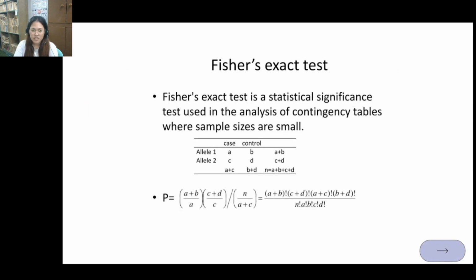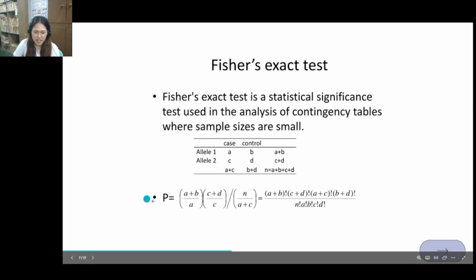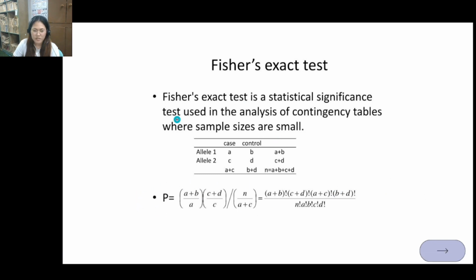Okay, Fisher's exact test. As you can see, this is the formula on how to get the Fisher's exact test. So, once again, Fisher's exact test is a statistical significance test used in the analysis of contingency tables where the sample sizes are small.